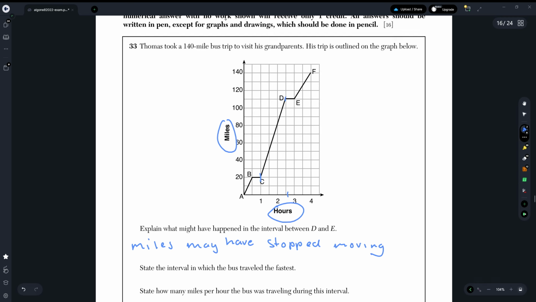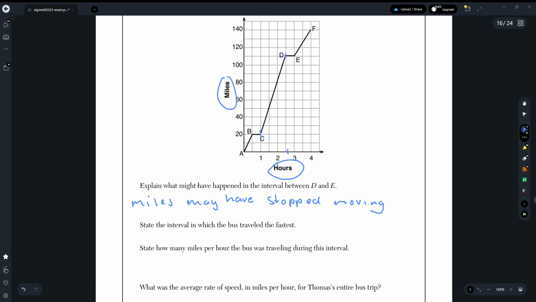Obviously, you can calculate the slope, right? So you could do 1 minus 2.5 over 20 minus 110. But from the way it looks, C and D seems to be the steepest. So I'm going to go ahead and say that he traveled the fastest.